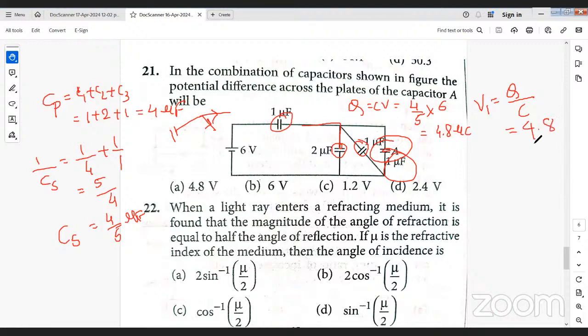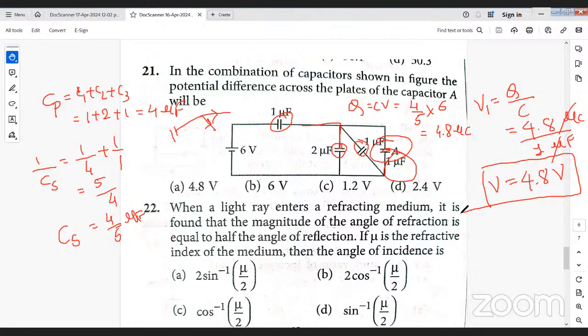That is 4.8 divided by, then the C value is 1 microcoulomb. Sorry, 1 microfarad. This is microcoulomb. Micro will get cancelled. So therefore, the final answer is 4.8 volt. This is the voltage. This is the voltage, we can say.